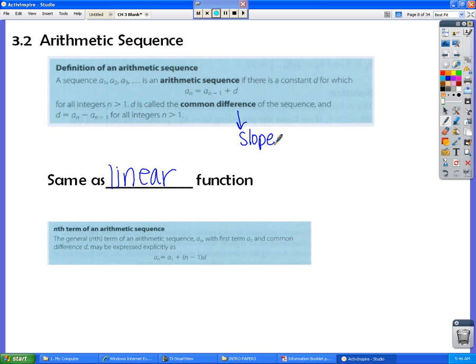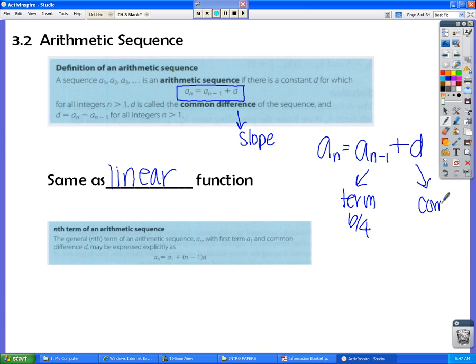So arithmetic sequence is given right here. That is the recursive formula. So the recursive formula says take the term before and add the common difference. So term before, and this here is your common difference, which is also essentially your slope value.